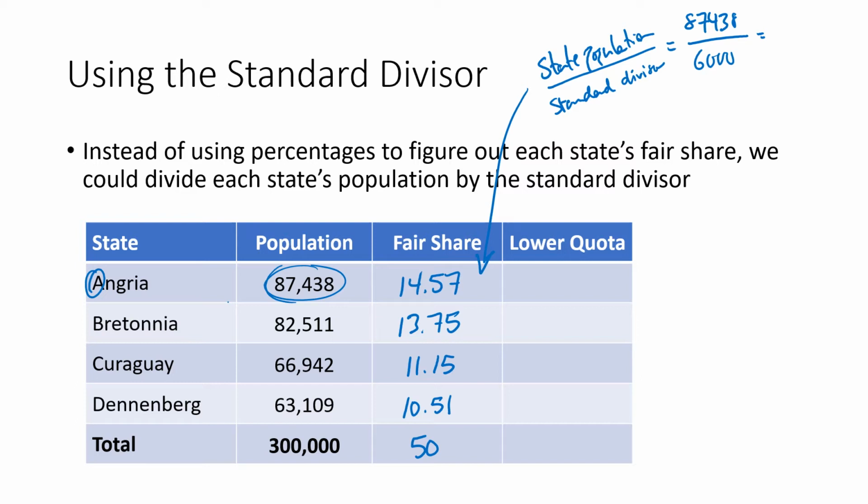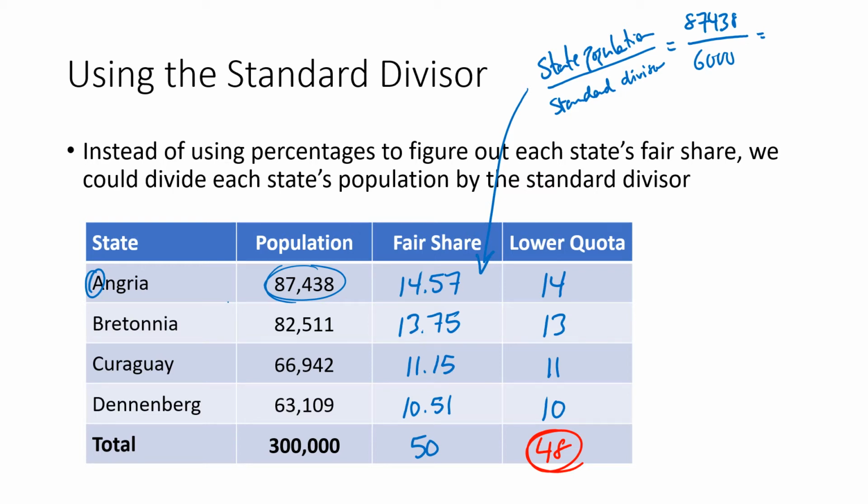And then again, if we were going to round down all these fair shares to get the lower quotas, that just means chopping off the decimal places. So we'd get 14, 13, 11, and 10. And then the problem is the same problem that we came up with in the previous lecture, that that's only 48 seats. And we're supposed to assign 50 seats in our legislature, so we have 2 excess seats, 2 seats left over.